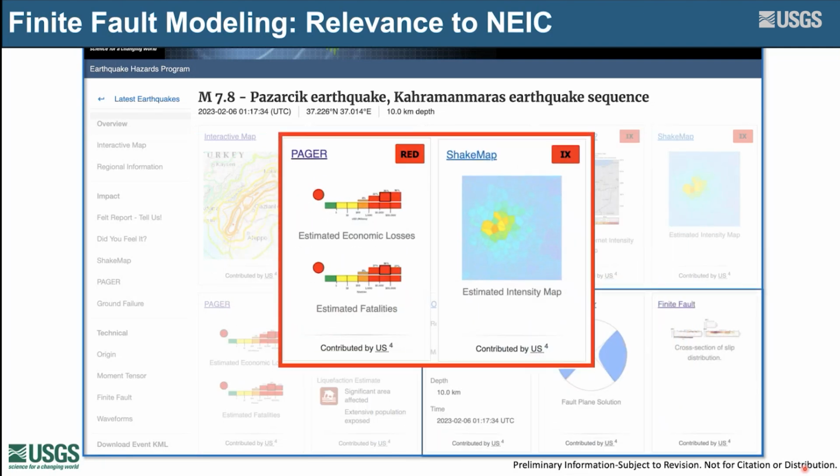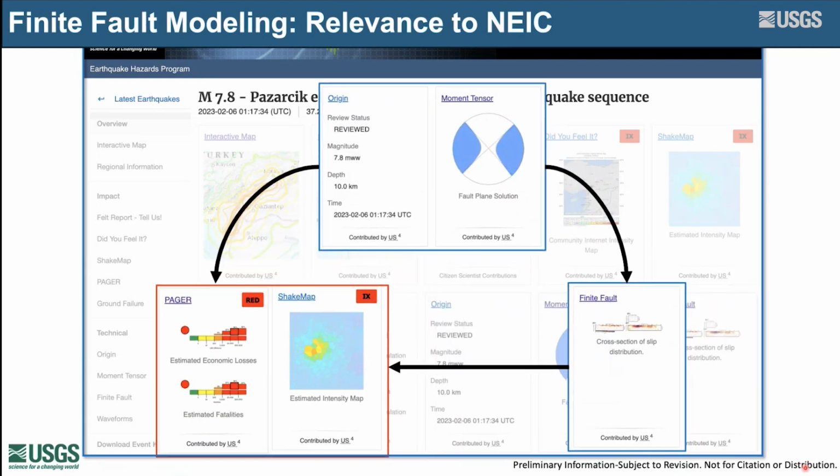The USGS also produces impact products that are informed by these source characterization products. So on the right, we have ShakeMap, which is an estimate of the location and intensity of shaking, which is in turn used to estimate losses from the earthquake in the PAGER product on the left. And the origin and moment tensor are used to make that preliminary estimate of the ShakeMap and PAGER products. And they're also used as input to the finite fault model.